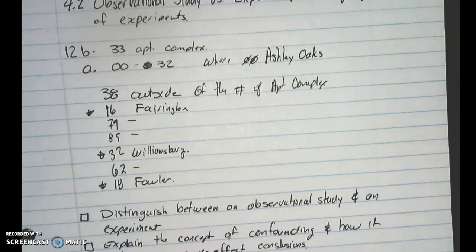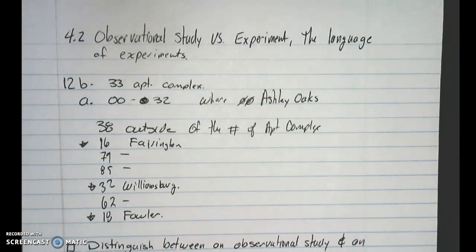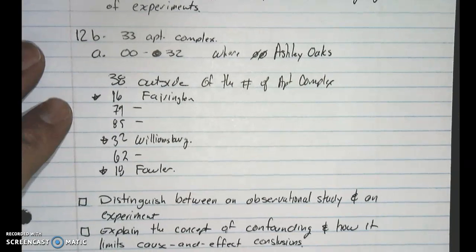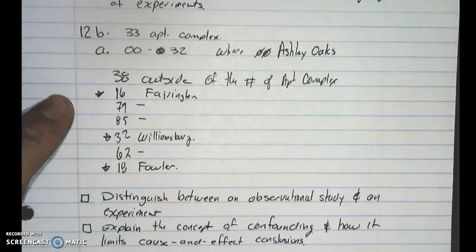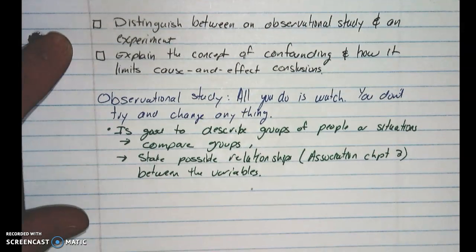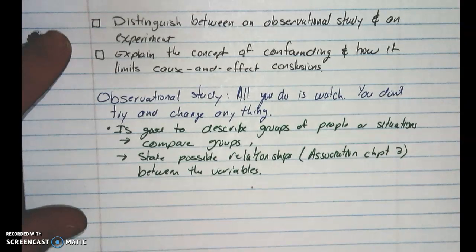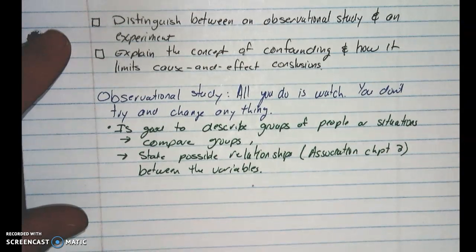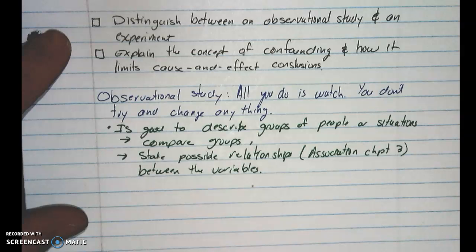Okay, so today we are looking at 4.2. We're looking at observational study and experiment, and then some of the language of experiments. So we did 12b kind of together, discuss how to do the table. Then these are our two goals for this lesson: distinguish between observational study and experiment, and then we're going to explain the concept of confounding and how it limits cause and effect conclusions.